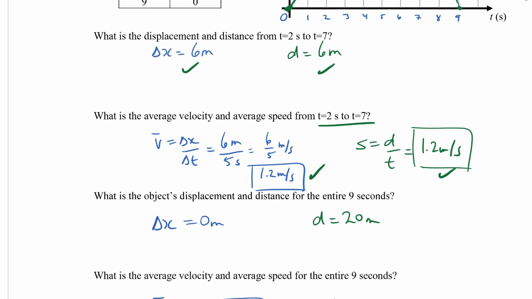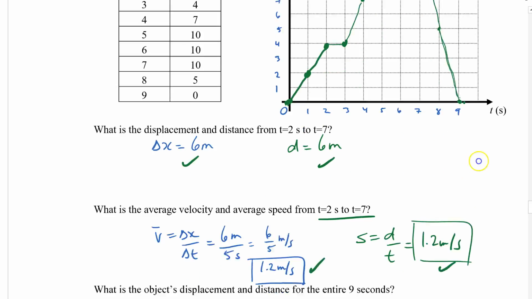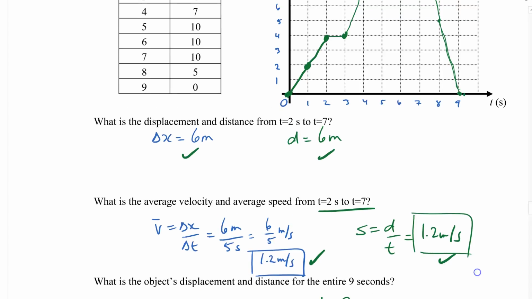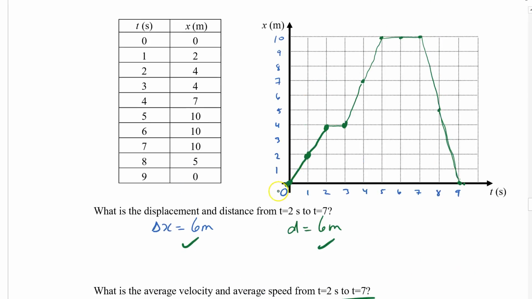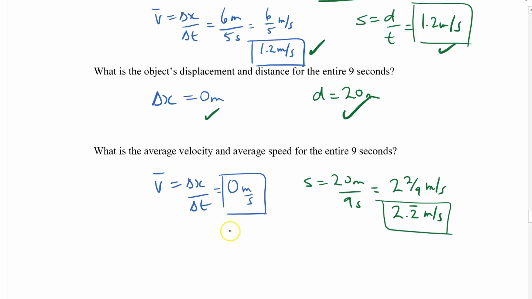The object's displacement over the entire 9 seconds, well, if it started at the origin and it ended at the origin, the change would have been 0. But for the distance, it would be 20 meters, which is 4 plus 0 plus 6 plus 0 plus 10. So that would have given us 20. So my average velocity, 0 divided by some number is 0. My average speed would have been 20 divided by 9, 2 2/9, or 2.2 repeating.